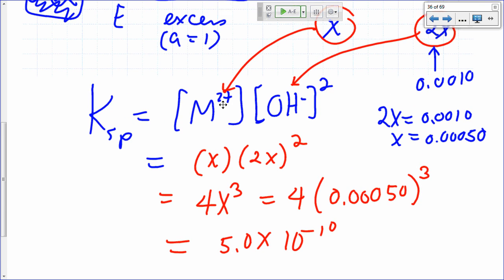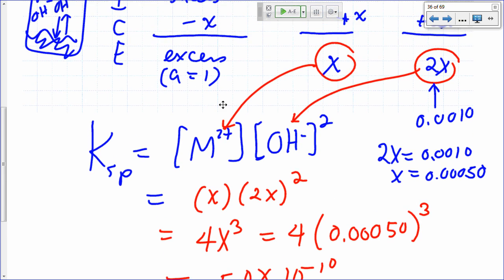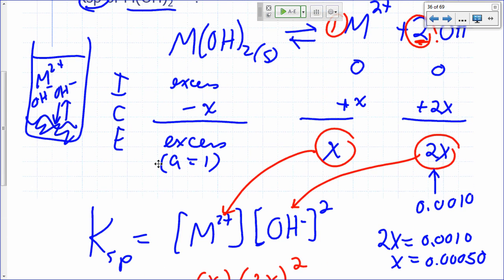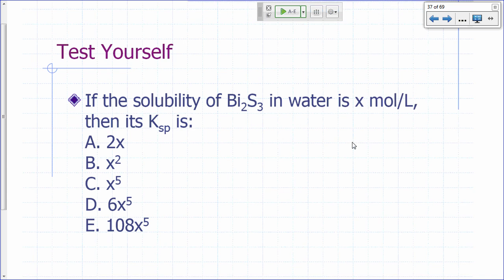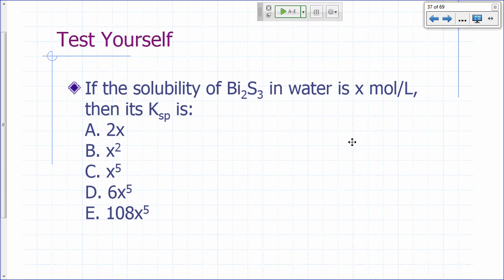So if you know what the concentrations are at equilibrium, set up your ICE table and look at your equilibrium concentrations. That would allow you to solve for the extent of the reaction. X here, you can call that the extent of your reaction. Okay. So how about this one?